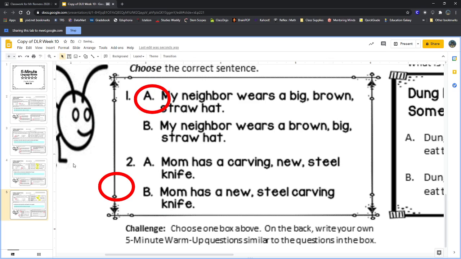What about B? Mom has a carving new steel knife, or Mom has a new steel carving knife. Which sentence is written correctly? Sentence A or sentence B? Kylie. B. Mom has a new steel carving knife. So we talk about the condition of it, the material, and then what kind of knife it is.